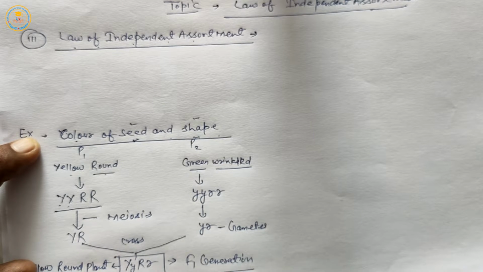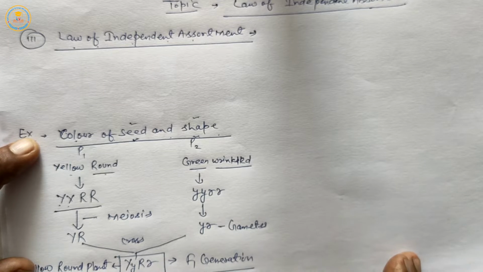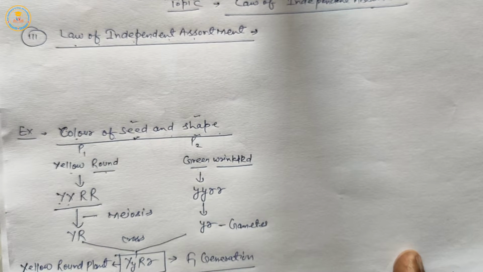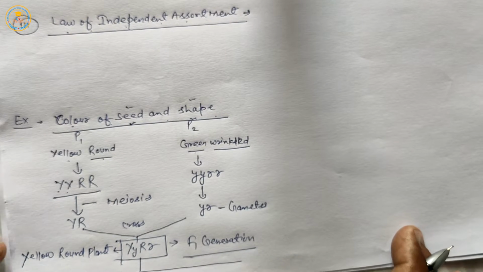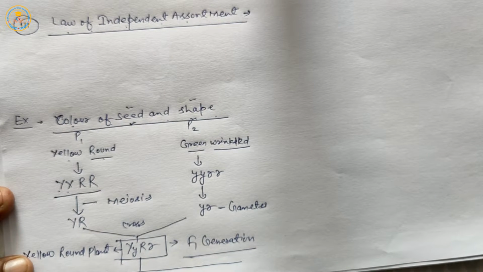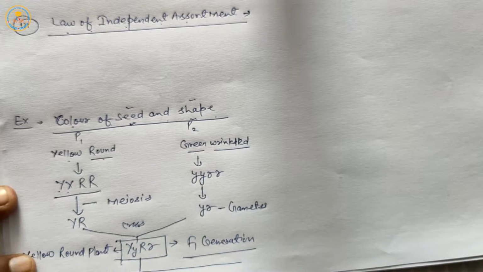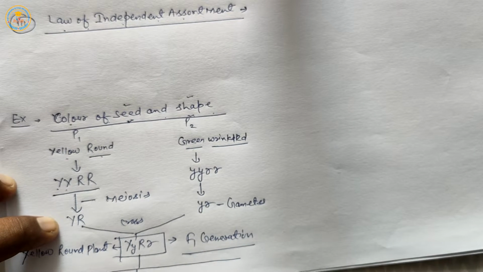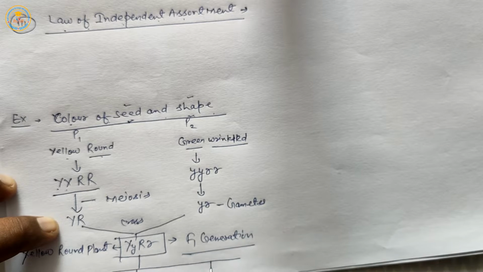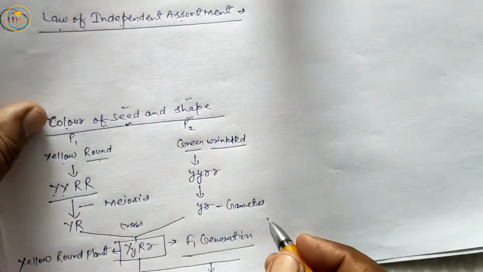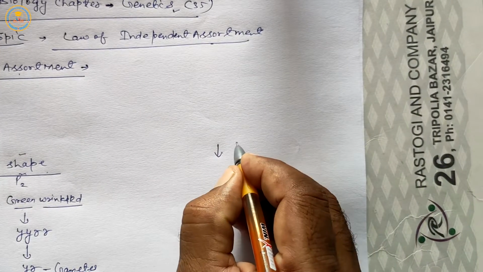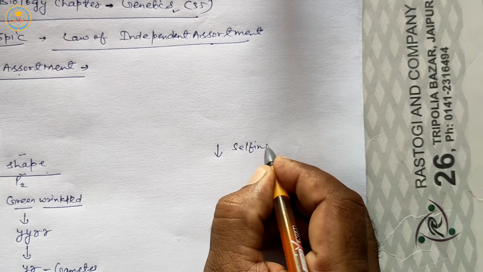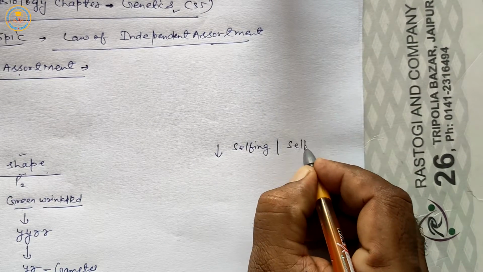Next, formation of second generation. So, first of all, formation of gametes in F1 generation. It means after F1 generation, 4 types of gametes are formed. Next, selfing or self pollination.